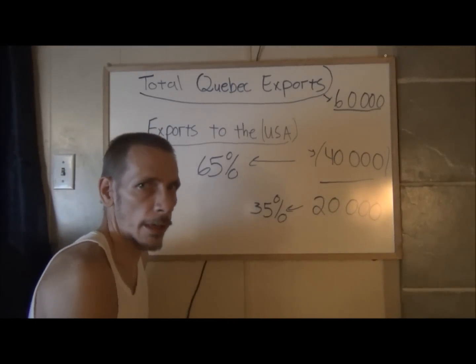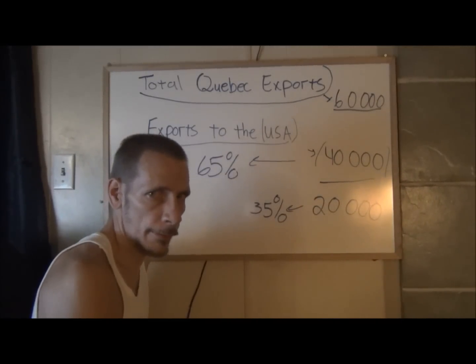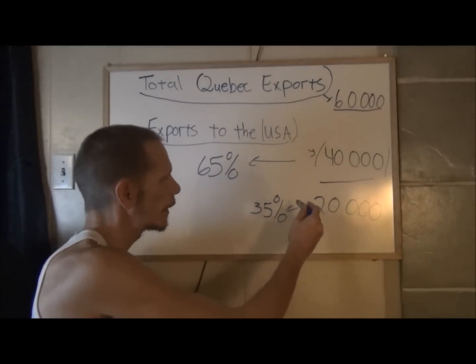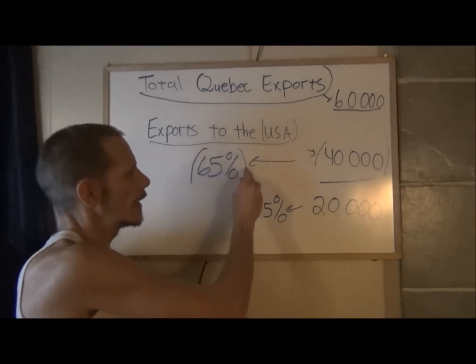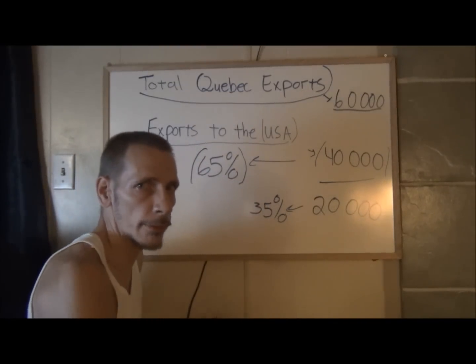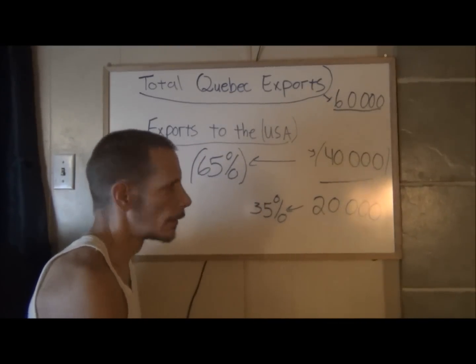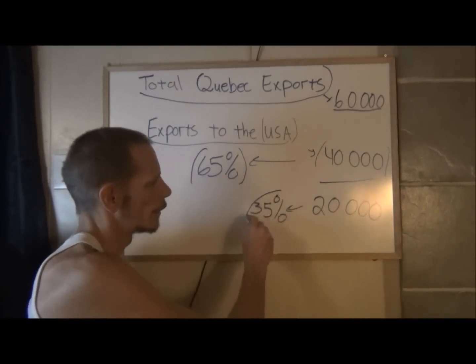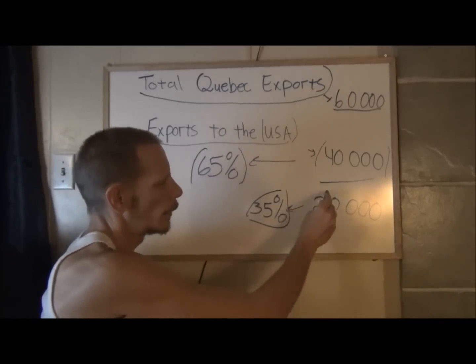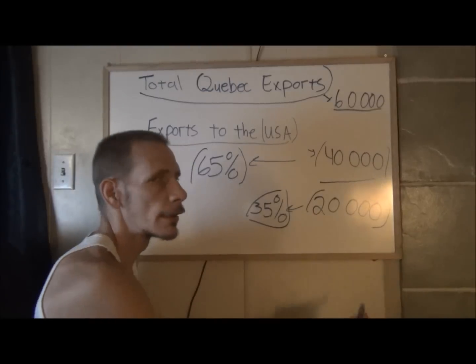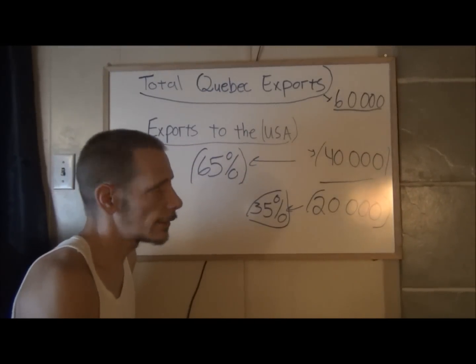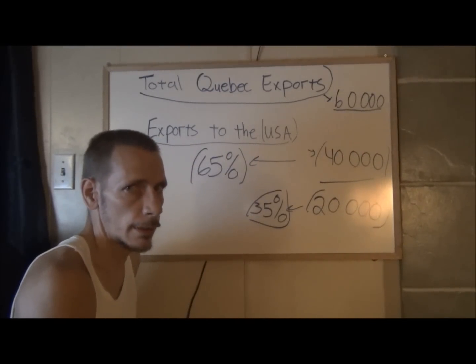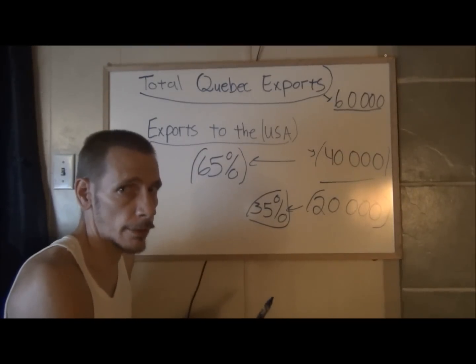So if America's economy was ever to collapse, or the dollar was ever to collapse, we would lose the export market. 65% of the exports leaving Quebec would have no place to go. That leaves us with 35%, 20,000, as you see. The numbers are very clear. This is very scary to think about, and we're on the verge of this potentially happening.